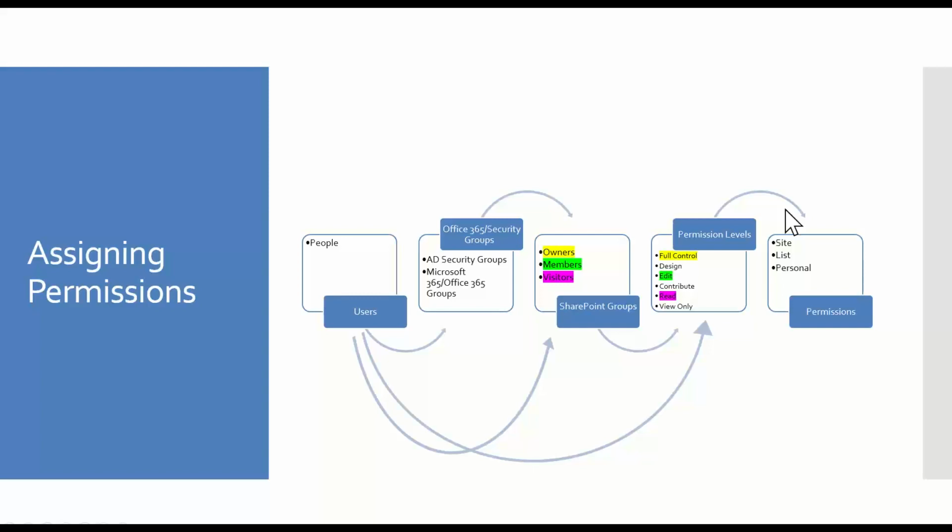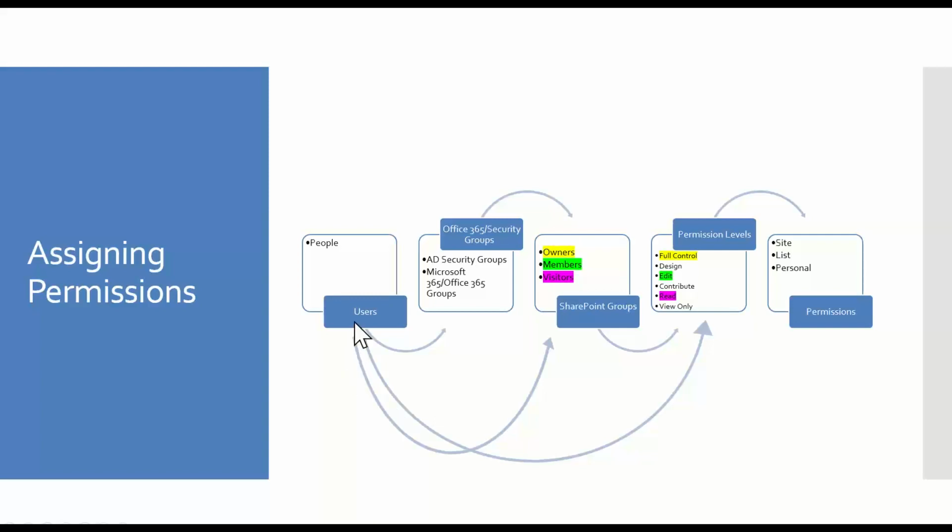So these are the permission levels that those groups get, and they are all made up of individual permissions that fall into three categories. There's approximately 60 different permissions. Some of them are site permissions, some are list permissions, and some of them are personal permissions. So the things like, can you create items? Can you update items? Can you delete items? And so on. So they're all organized into these permission levels, and the permission levels can then be granted to a group, a SharePoint group.